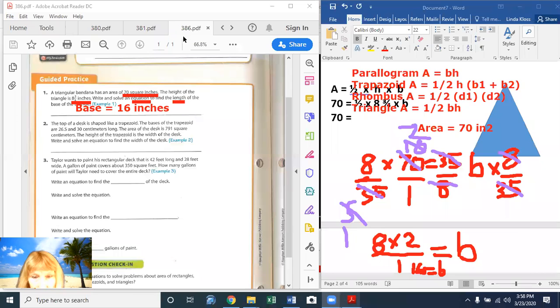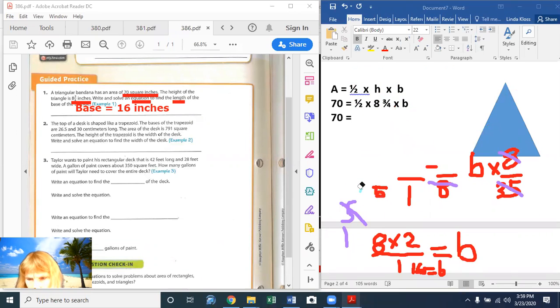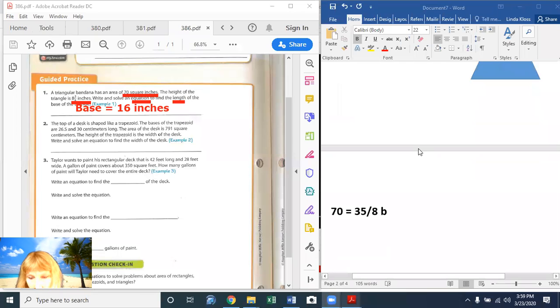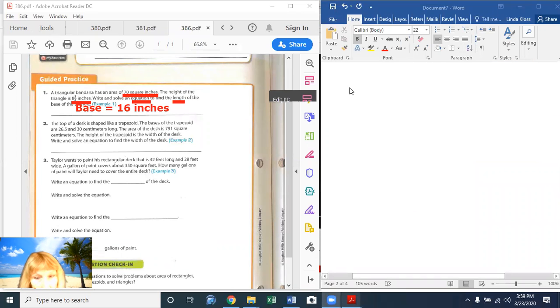Okay, so if you need to pause the video while I'm erasing, feel free to do that. I'm going to go on to the next one right now. Okay, scroll down here and start a new one.